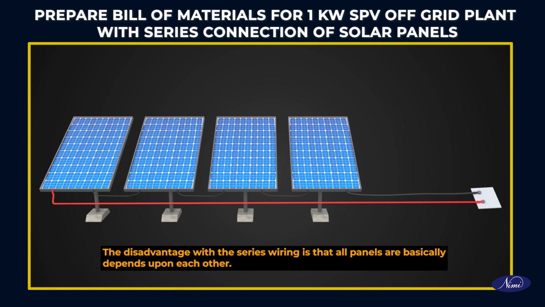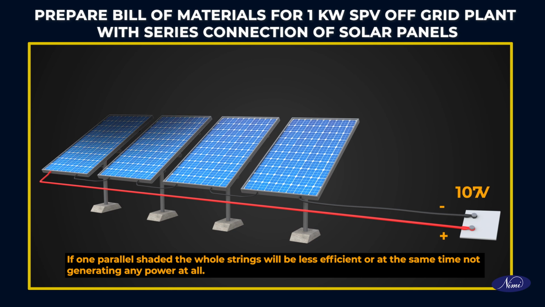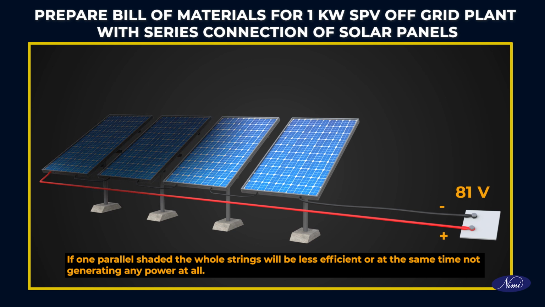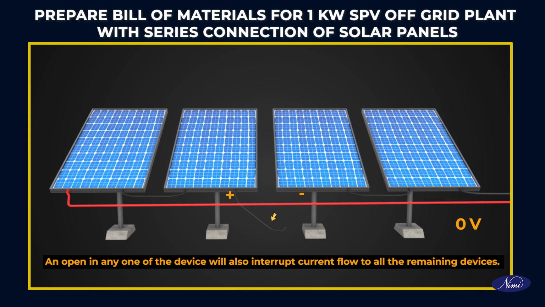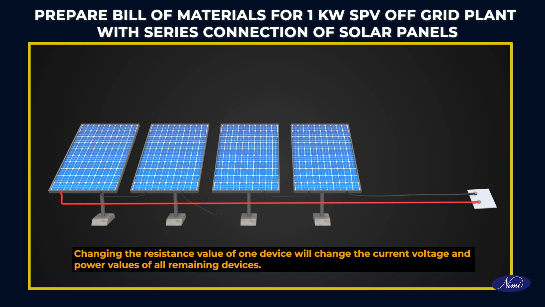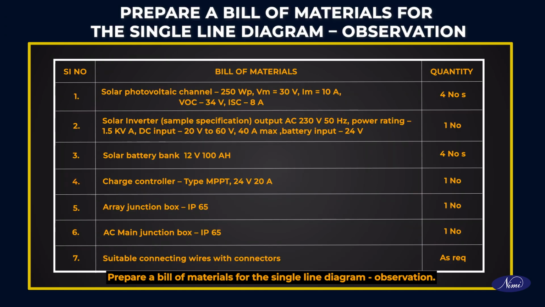The disadvantage with series wiring is that all panels basically depend upon each other. If one panel is shaded, the whole string will be less efficient or at the same time not generating any power at all. An open in any one of the devices will also interrupt current flow to all the remaining devices. Changing the resistance value of one device will change the current, voltage and power values of all remaining devices. Prepare a bill of materials for the single line diagram.